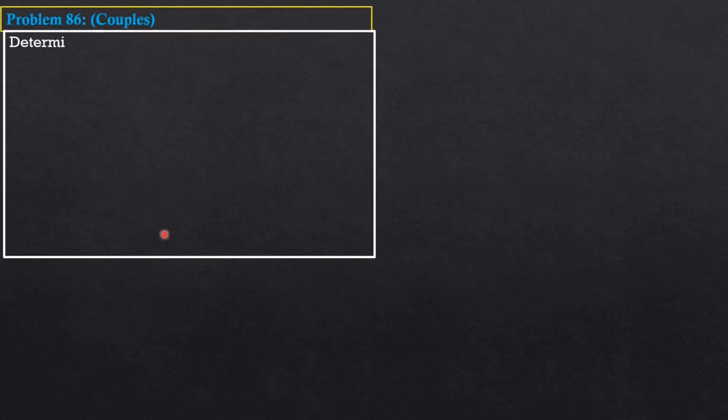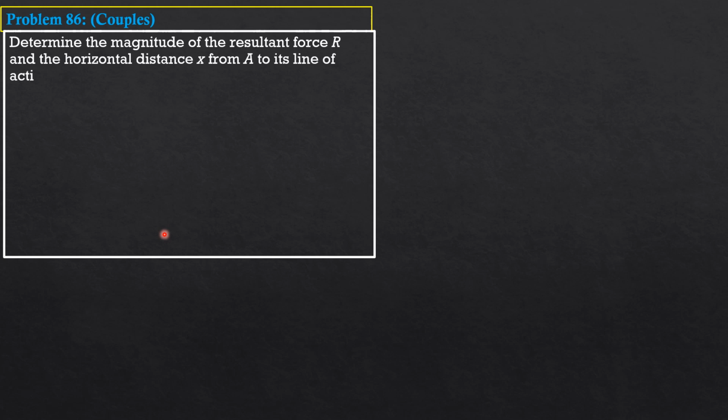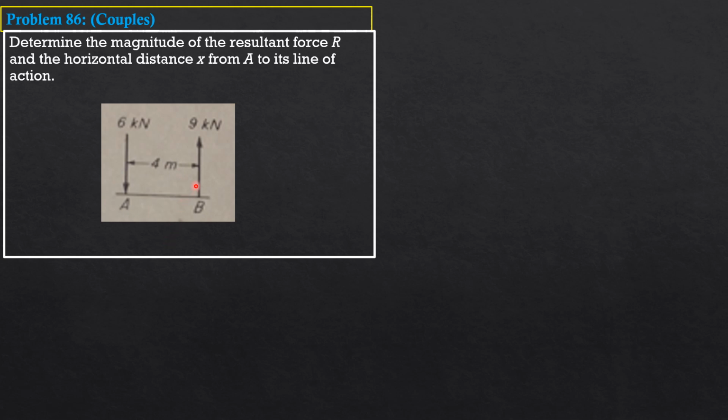Problem 86. Determine the magnitude of the resultant force R and the horizontal distance x from A to its line of action. So since the greater force is 9 kilonewtons, the resultant is upward, and it has a net value of 9 minus 6. So let's put the resultant, let us say, somewhere between A and B. That's just an assumption. That's R, which is 9 minus 6, so R is 3 kilonewtons upward. Let's put it there. And the distance of R from A is X.